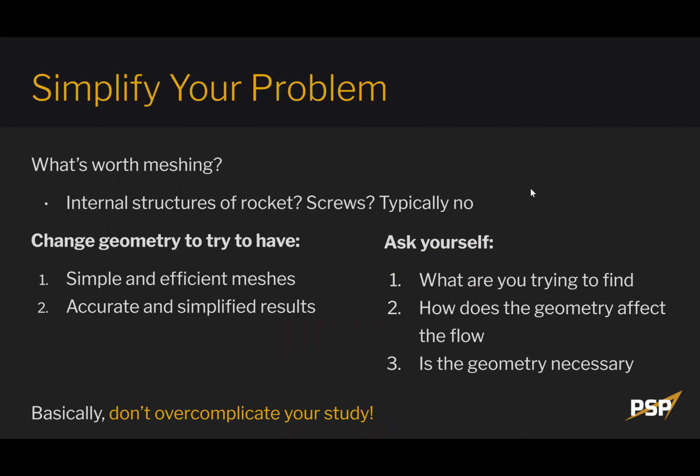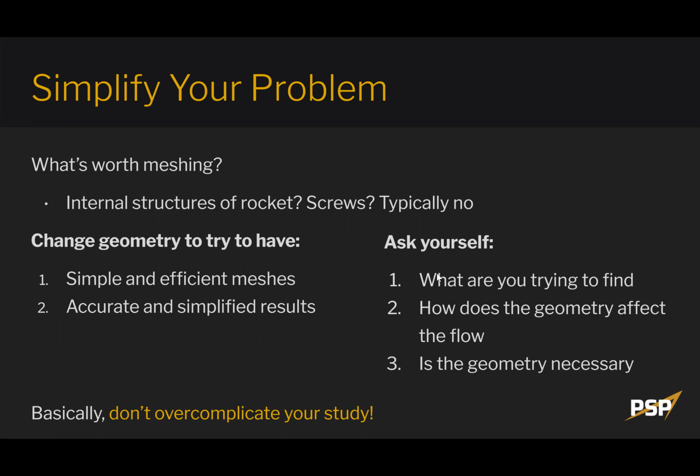CFD geometry, essentially, you can simplify what it is you're solving for by pretty much deleting everything inside of your rocket. Or if you're doing an external flow, you don't need electronics CAD, or you don't need brushed structure CAD, stuff like that. Screws, bolts, nuts, those just make your analysis harder. And you can just delete those typically. You want to change your geometry to have simple and efficient meshes and accurate results. This is just part of the whole efficiency thing, making sure that what you're doing isn't going to take forever or crash your computer, stuff like that.